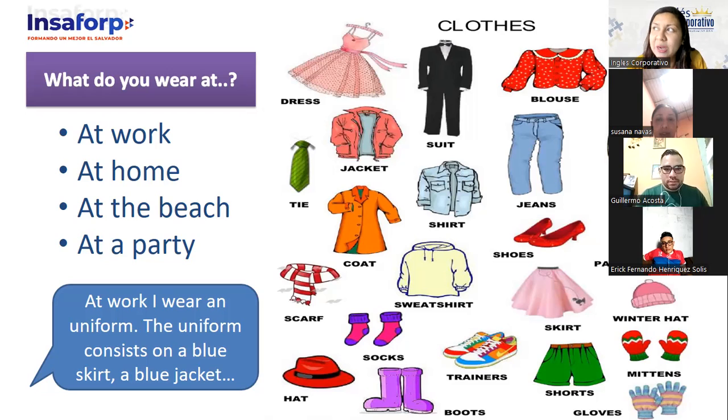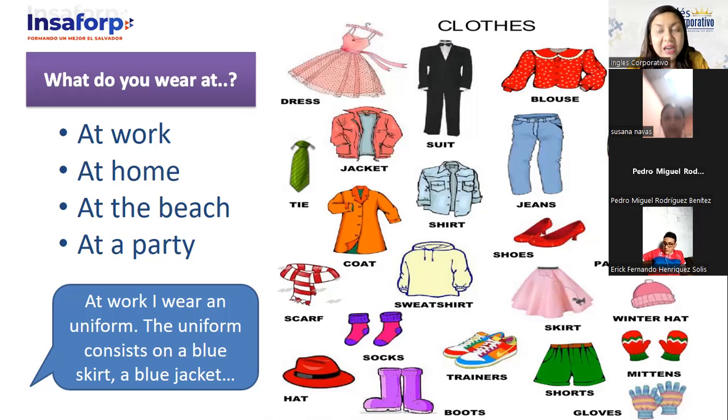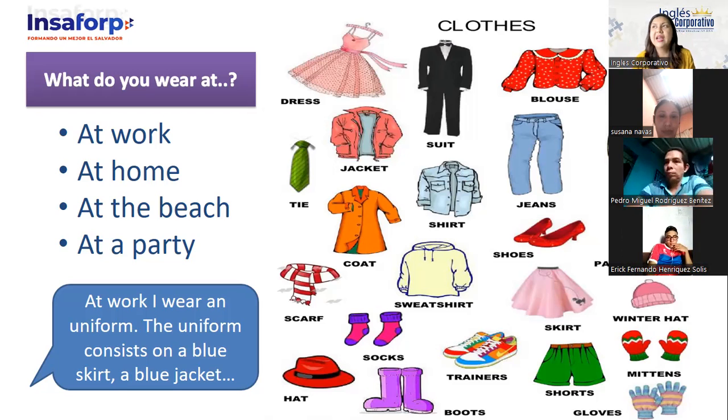Y entonces vamos a usar el plural, no vamos a usar is, sino que vamos a usar are. My pants are black. My shoes are big. My shorts are green. My boots are purple. The same with the glasses. My sunglasses are expensive. They cost me $1 in Dollar City.